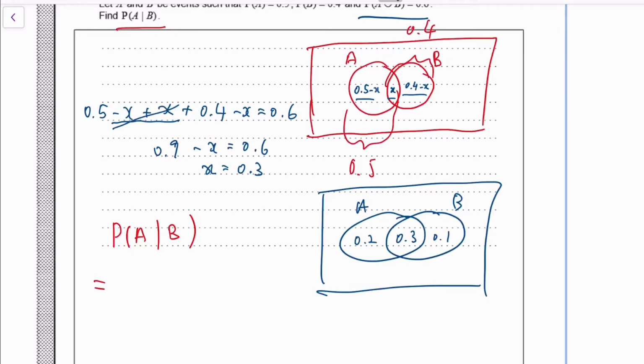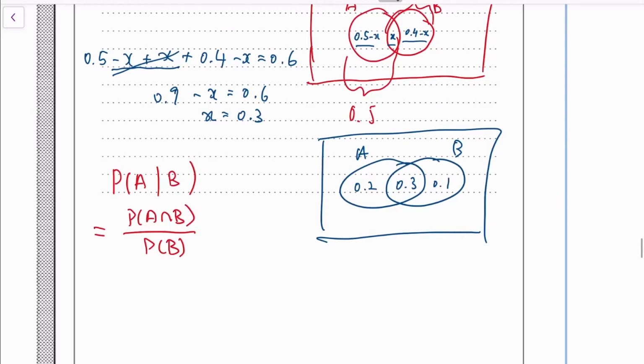It means the probability of A given B. If you go to the formula booklet under statistics and probability, conditional probability, you would find the formula is probability of A intersect B over probability of B. Nice and easy. A intersect B is here, 0.3 over probability of B. This is another place where people make mistakes. B is the whole B, okay? So don't put 0.1 under. It's the whole B, which is 0.4. 0.3 over 0.4, obviously 3 over 4. Done.